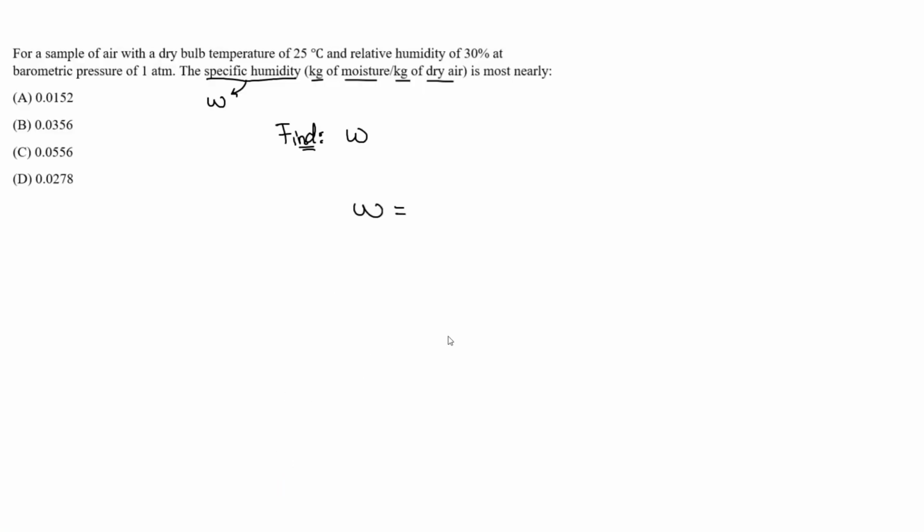So we know our omega is going to be 0.622 times P sub V divided by our P minus P sub V. So this is the main equation we're going to use. But before that, we know we need this P sub V. P is just going to be 1 atm, and we'll plug that in at the end when we find P sub V. So P sub V, the way we can get this is by using this equation for relative humidity, and it's going to be phi equals P sub V over P sub G. So P sub V is the partial vapor pressure. P sub G is the saturation pressure. And this phi is just 0.30, right? It's the 30%. You just divide by 100, it's 0.30.